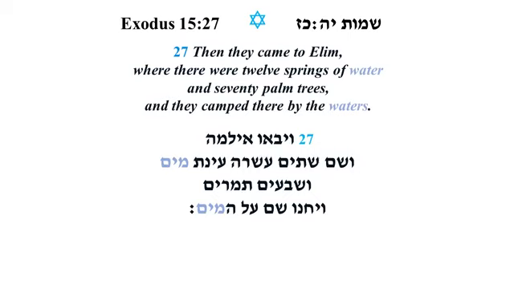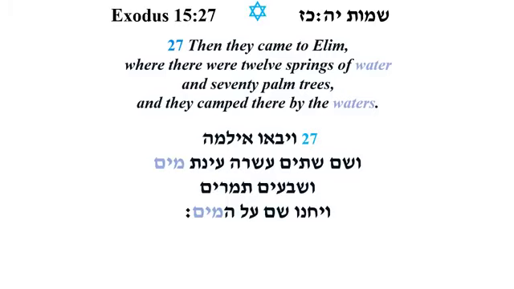All right. Exodus 15:27. They've left Egypt, and it says in 27, "Then they came to Elim, where there were 12 springs of water and 70 palm trees, and they camped there by the waters." Okay, well, let's see. I don't see ayin in there anywhere.